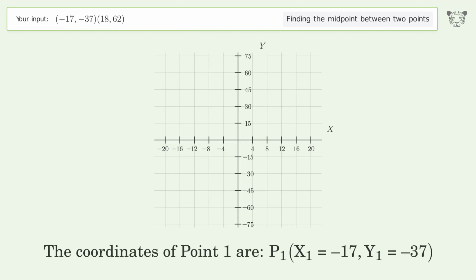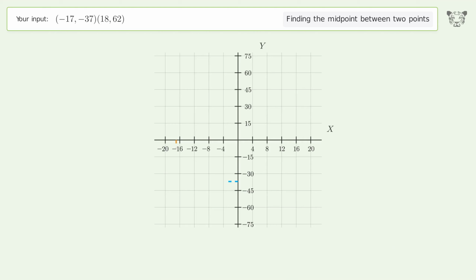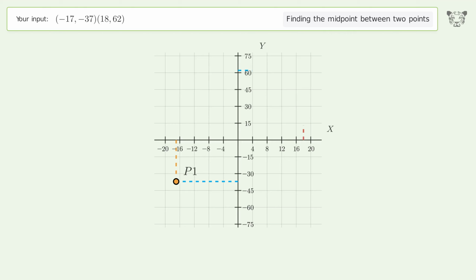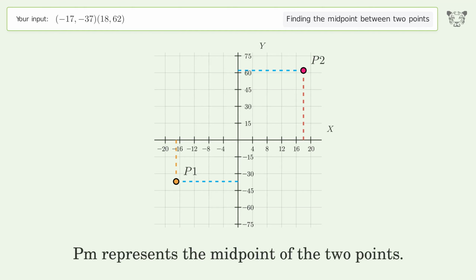The coordinates of point 1 are, x1 equals -17, y1 equals -37. The coordinates of point 2 are, x2 equals 18, y2 equals 62. PM represents the midpoint of the 2 points.